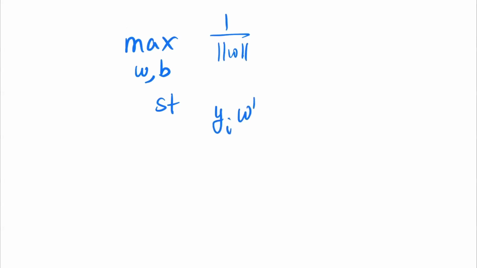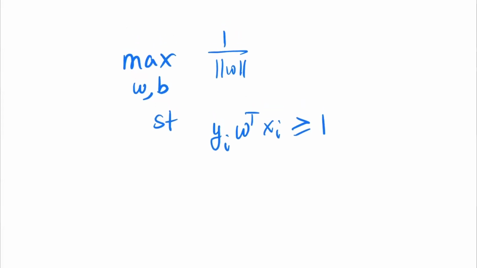So the problem is to maximize over all W and B 1 over the norm of W, such that for every point in the data set, yi times W transpose xi is greater than or equal to 1. If you've not seen this notation before, this stands for "such that". It's a constrained optimization problem. I want to maximize 1 over the norm of W.